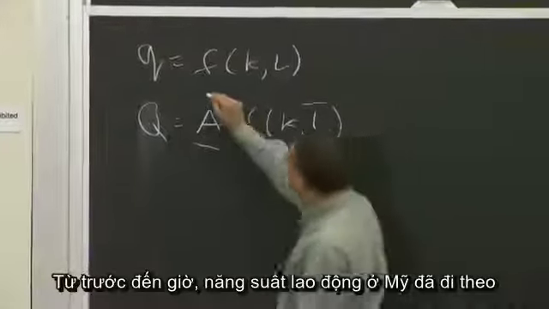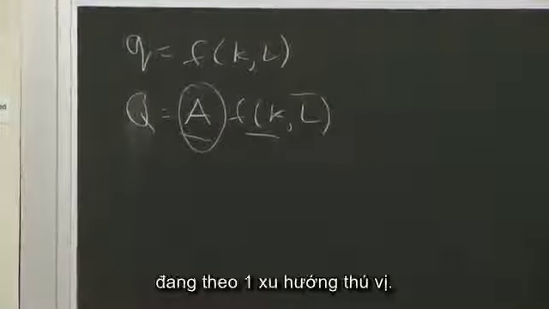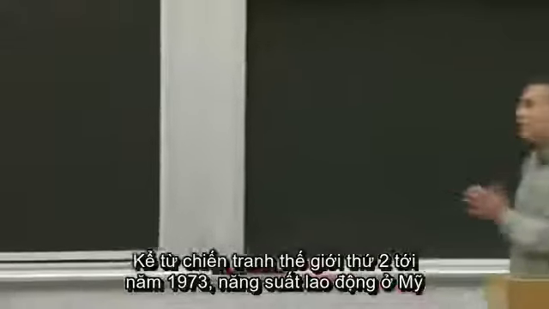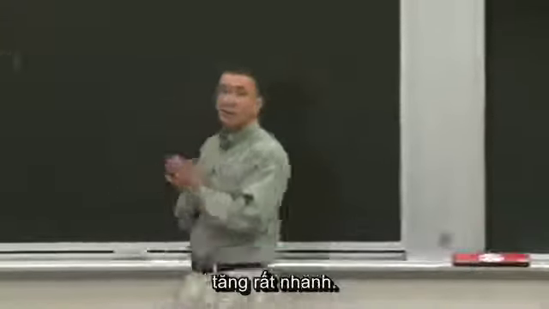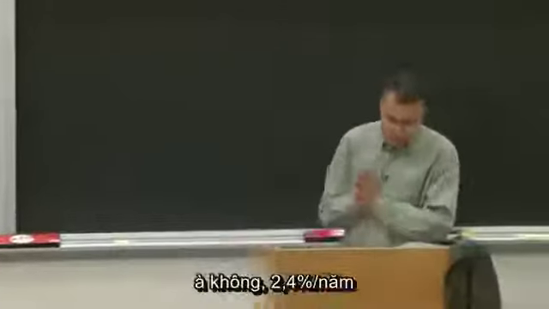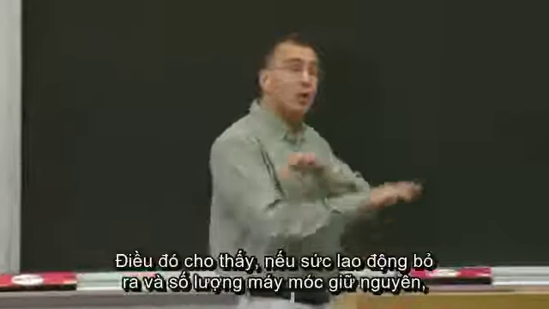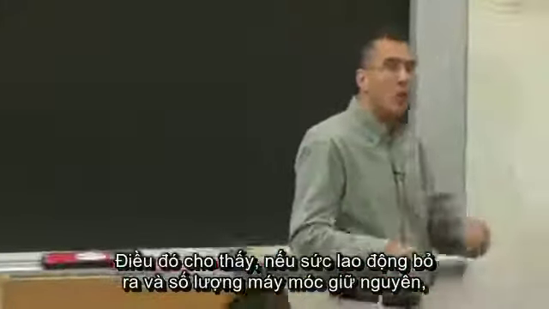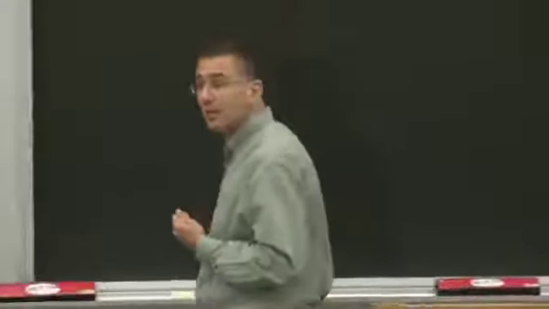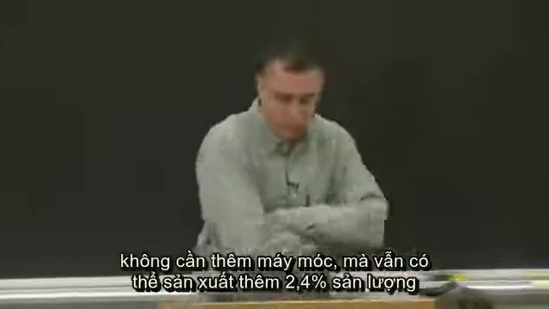Now, productivity in the US has followed a very interesting trend. Productivity, which is how much we produce for a given amount of inputs, grew rapidly in the US from World War II until about 1973, at about 2.3 to 2.4% per year. That is, working no harder and having no more machines, we could consume 2.4% more stuff every single year. That's pretty impressive. We can just sit around, work no harder, and have no more machines, and produce 2.4% more per year.